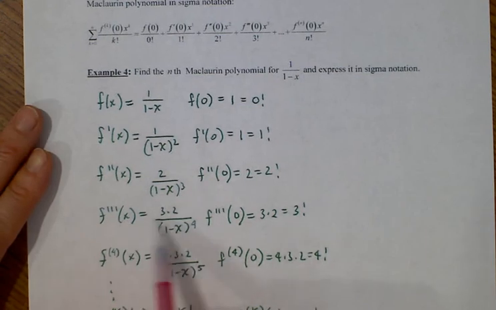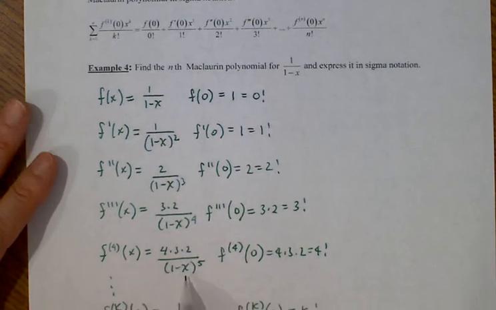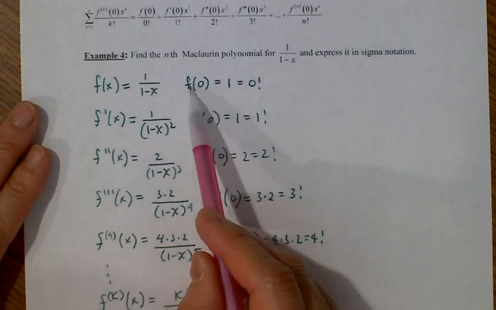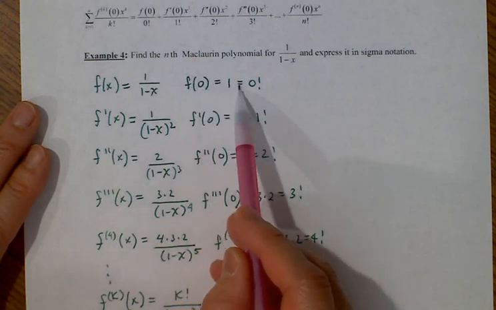F triple prime of x is equal to 3 times 2 over 1 minus x raised to the 4th power. And then the 4th derivative of x is equal to 4 times 3 times 2. And I'm intentionally writing this numerator without multiplying it out so that you can see a pattern. So when you write the nth polynomial as a sigma notation, you need to be able to see the pattern on these.